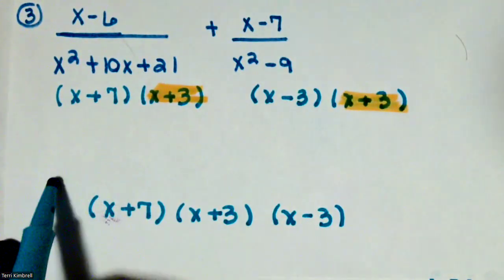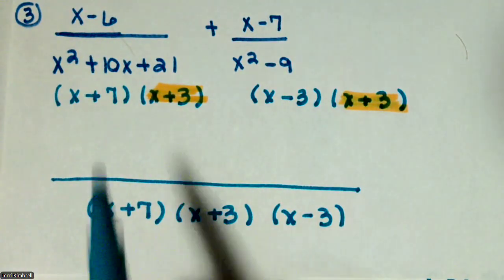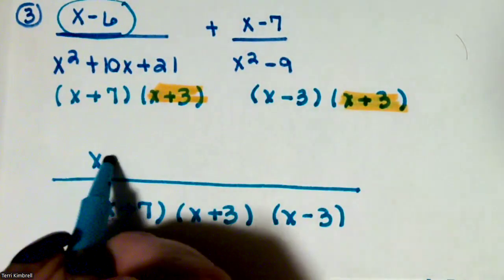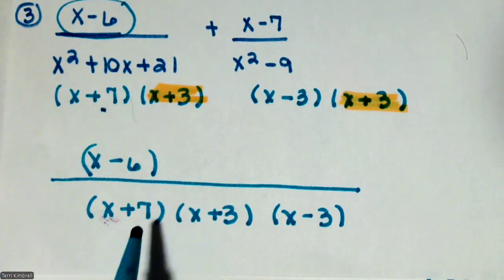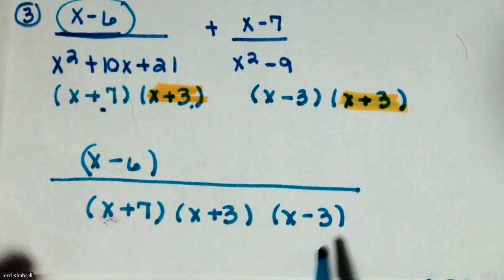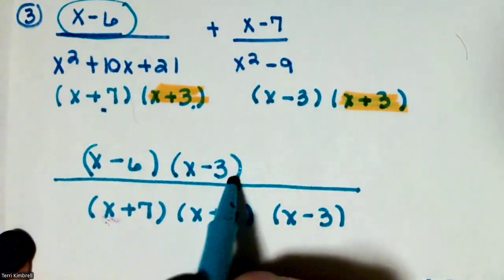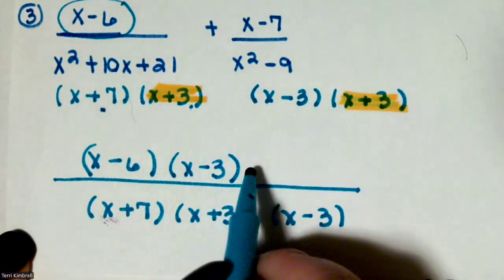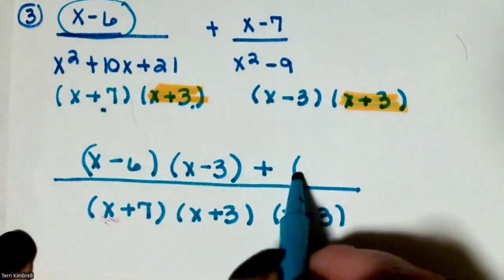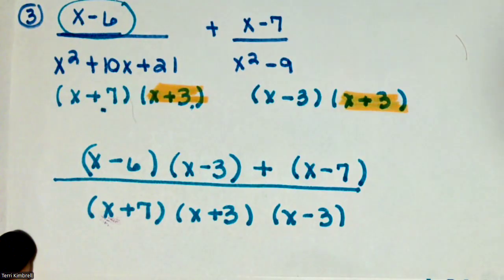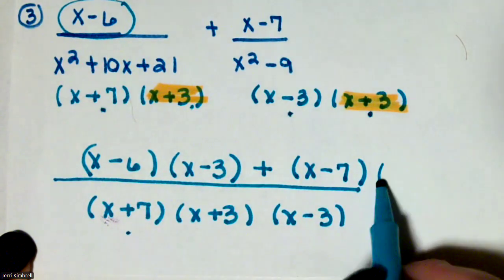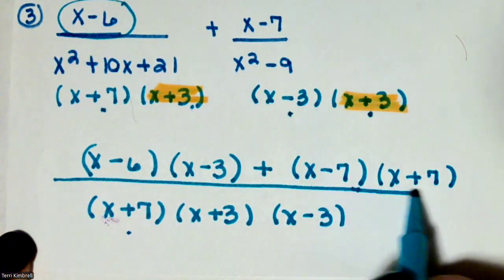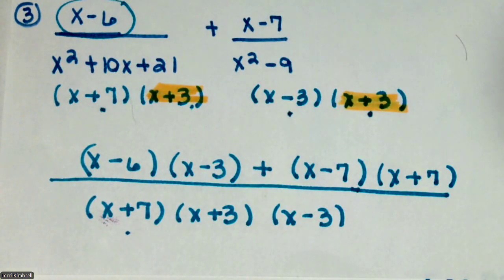Now I'm going to multiply the top here, which is x minus 6. I'm going to multiply that by what's missing. So it has an x plus 7. It has an x plus 3. So I'm going to multiply that to the x minus 3 because it did not have that. I'm going to put my sign down of plus, and I'm going to put my numerator x minus 7. I'm going to multiply by what's missing. So what's missing on that one is the x plus 7. Okay, take a minute, FOIL, combine, and then see if anything will reduce.